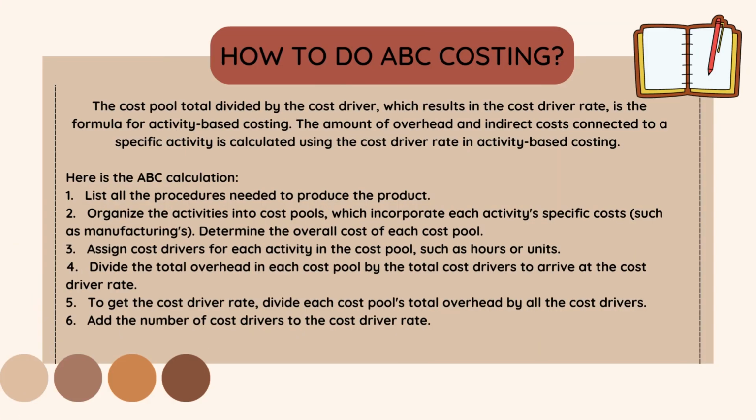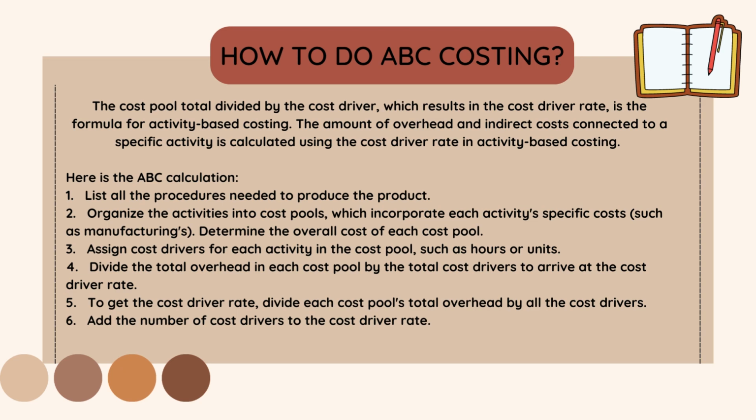The steps how to do ABC costing. The cost pool total divided by the cost driver, which results in the cost driver rate, is the formula for activity-based costing. The amount of overhead and indirect costs connected to a specific activity is calculated using the cost driver rate in the activity-based costing. Here is the ABC calculation.